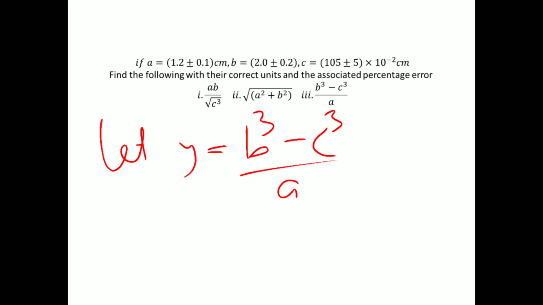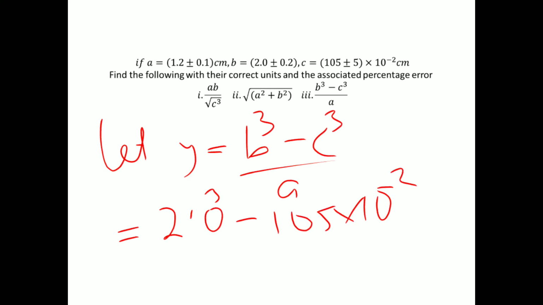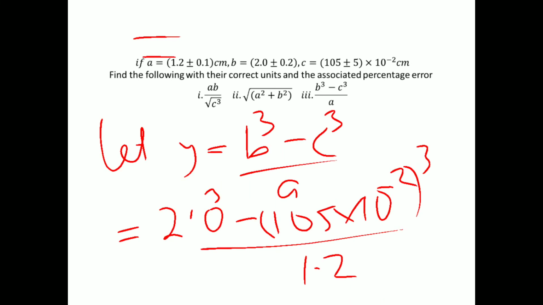We can start by saying let y be equal to b cubed minus c cubed all over a. Now my b is 2.0 cube minus c cube. C is 105 times 10 to the power minus 2 cube. Now divided by a. My a is 1.2. The good thing is that we can calculate that straight with our calculator.